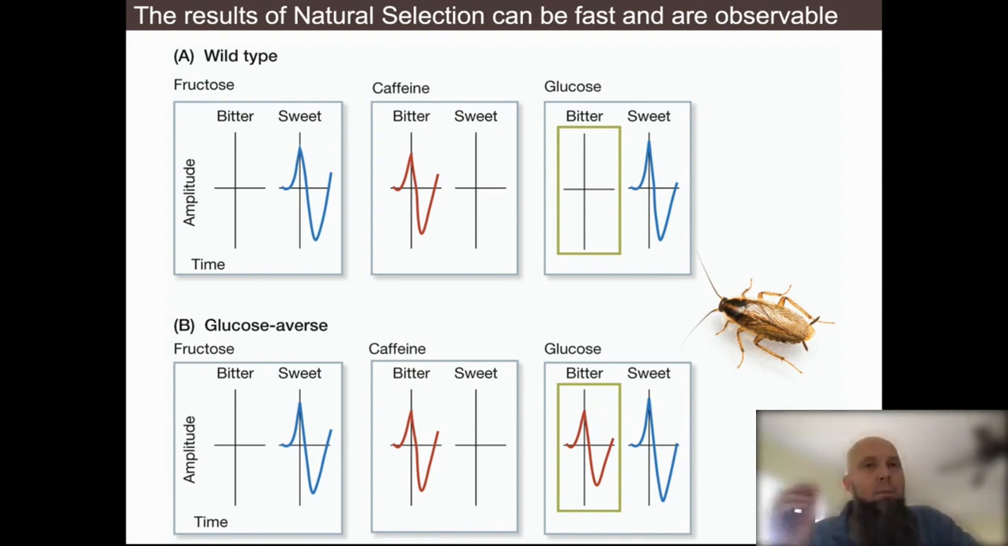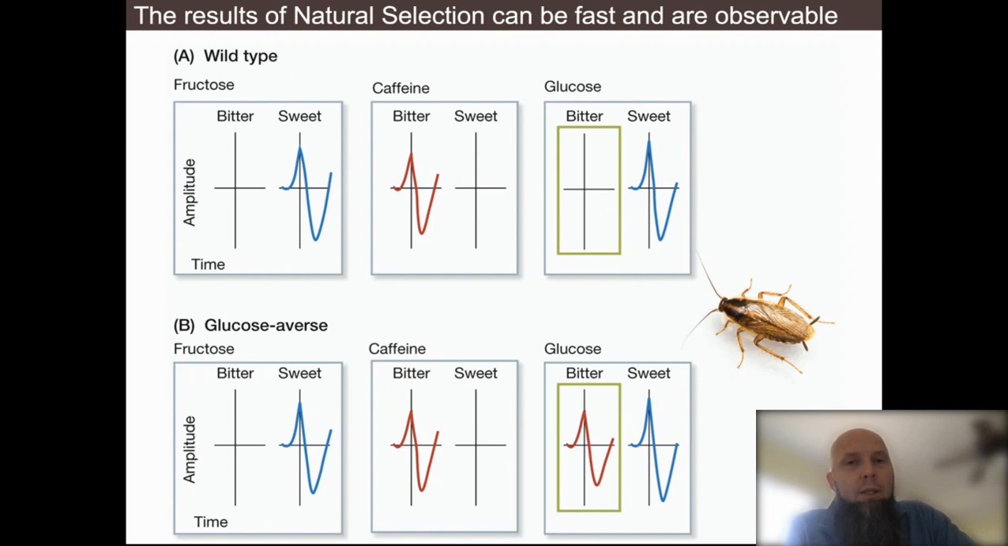If you give a wild type roach something with fructose in it, only its sweet neuron will fire. The same will happen if you give it glucose. But if you give this same roach caffeine, the bitter neuron will fire and it will go away. It will not attempt to consume whatever that is.